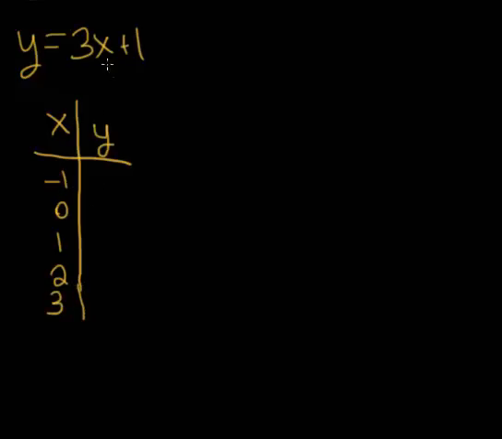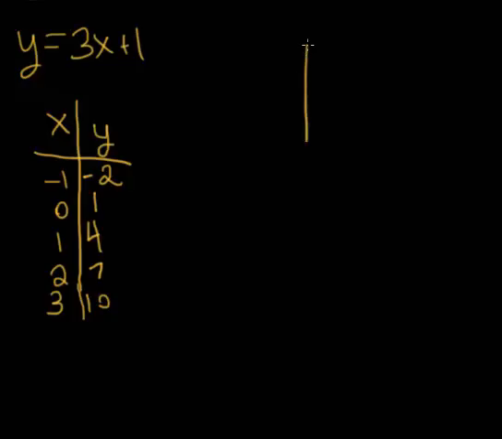If I take -1 and plug it into my function, I'm going to have 3 times -1 plus 1. So that's going to be -3 plus 1, which gives us -2. If I plug in 0, I'm going to have 0 times 3 plus 1, so that's going to give me 1. If I plug 1 in here, 3 times 1 plus 1 is 4. For 2, that's going to be 7. For 3, that's going to give me 10.